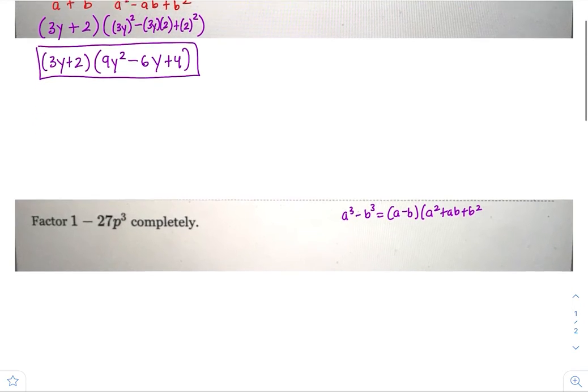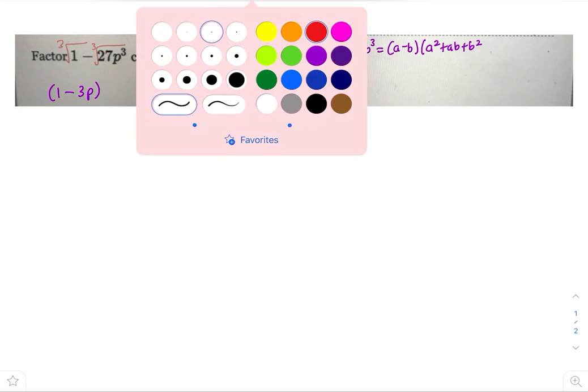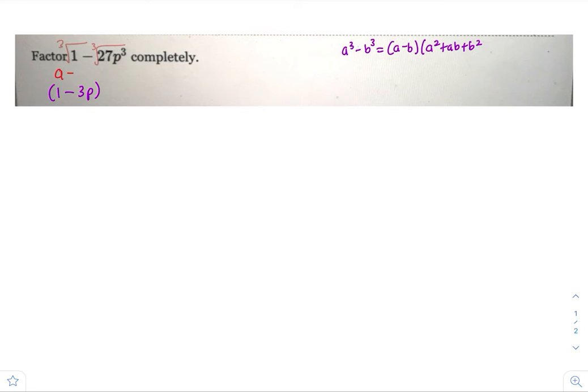Now let's look at the second one, you guys. Now the second one is, well, two terms, there's a minus, and both of them look to be cube rootable. So what is the cube root for both of them respectively? Well, cube root of 1 is 1. 1 times 1 times 1 is 1. Minus the cube root of 27p to the third. So what times itself 3 times is 27p to the third? That is 3p. So this is your a value, and that's your b value.